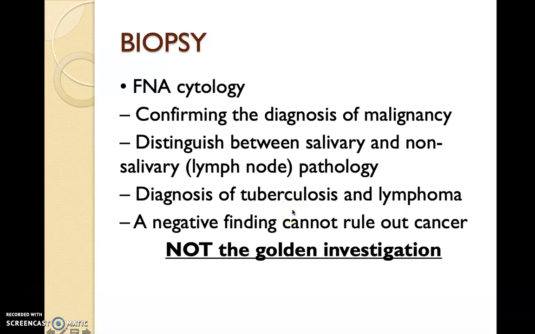So at first, usually we'll do the FNA cytology. We just want to know whether it is malignant or benign, or whether the origin is either salivary or lymph node. And then after that, when we do open surgery, we can do an excisional or incisional biopsy. Then we have the golden investigation because the cells will not be distorted. Is it very clear, guys? Okay, so that's the biopsy.